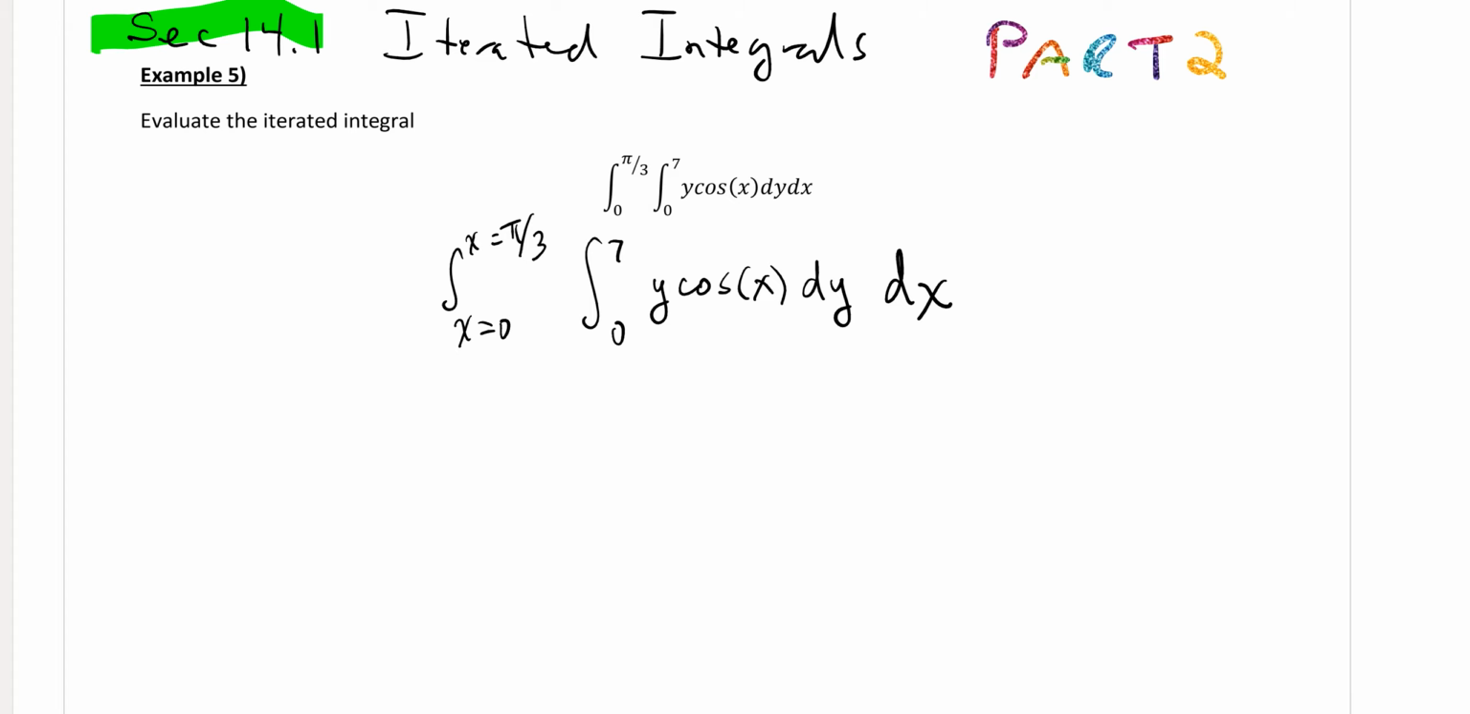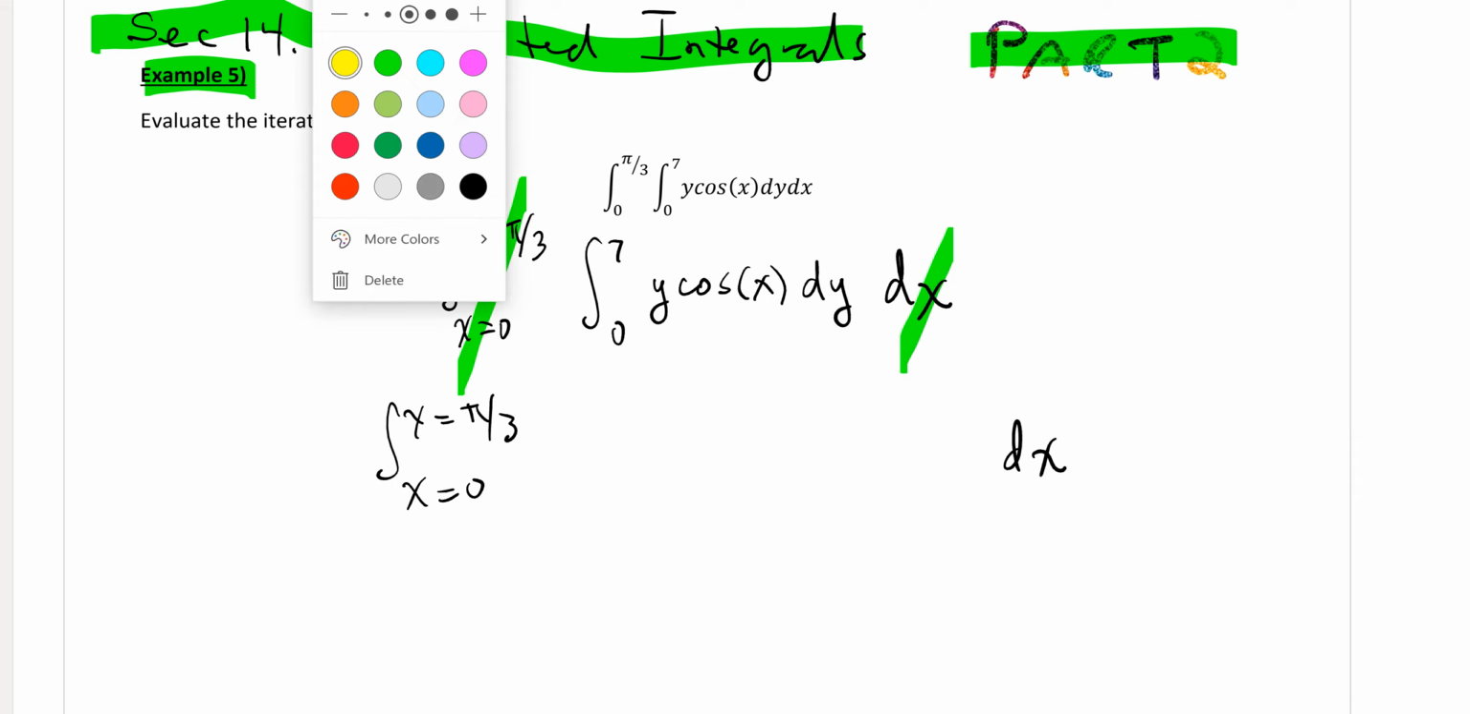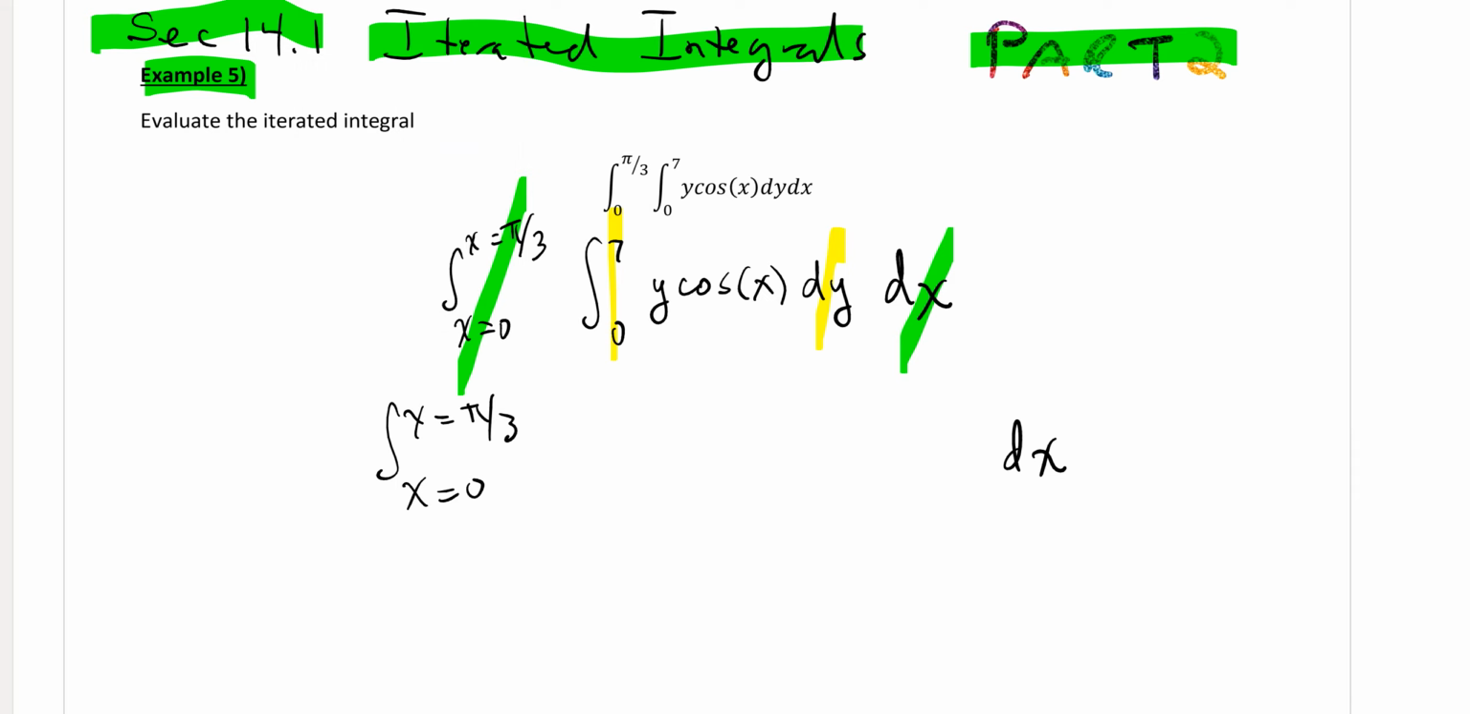This is section 14.1 on iterated integrals, and this is part 2. Example 5 is to evaluate this iterated integral. And so we have an outside integral with respect to x. We'll leave that alone for the time being. The integral from x equals 0 to x equals pi over 3, and then a dx. And we'll evaluate the inside integral with respect to y. From 0 to 7, y times the cosine of x dy.